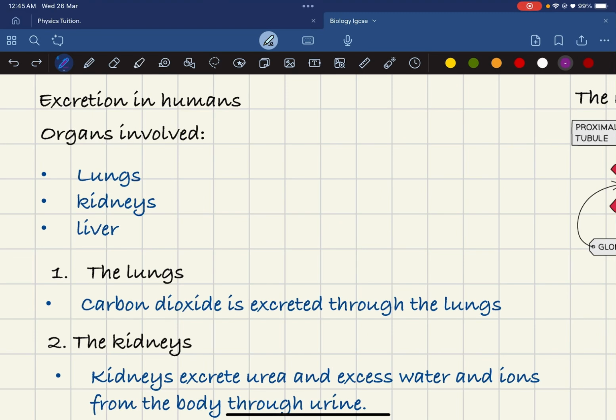Everyone, today I will be going through this chapter called Excretion in Humans. This chapter is actually quite short comparatively, and it is actually simple, but a lot of students tend to be very confused in this chapter. So I will be trying my best to make it as simple as possible.